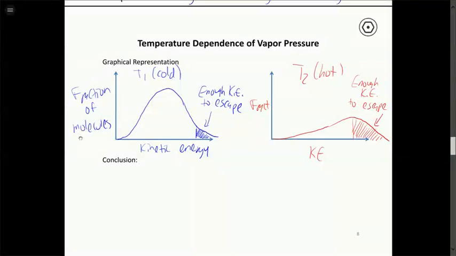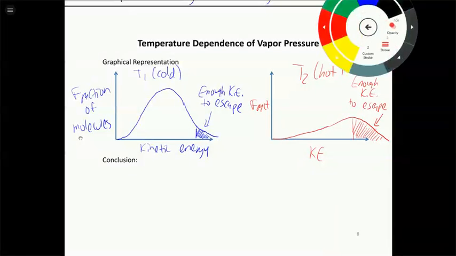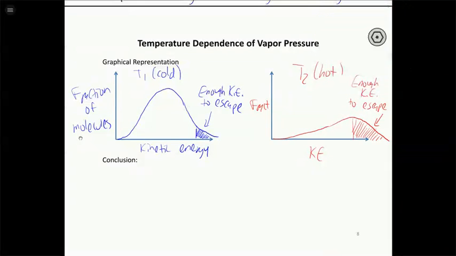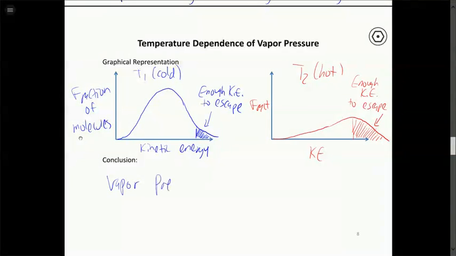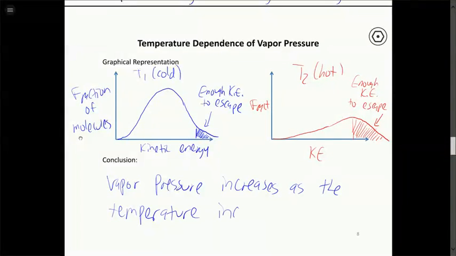All right, so as you raise the temperature, the average kinetic energy goes up, as we talked about, and so you're going to have more molecules in your sample that have enough energy to escape the surface, and you would expect the vapor pressure to increase. So the conclusion from this sort of molecular point of view is that the vapor pressure increases as the temperature increases. All right, higher vapor pressure correlates with a higher temperature.